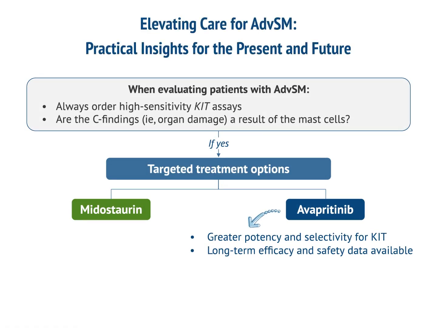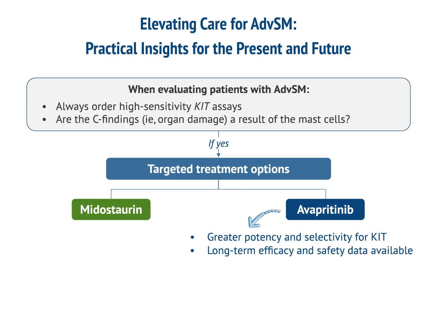Let's summarize the big takeaways. Number one, whenever you are evaluating somebody that you think has advanced SM and you're not picking it up on the NGS, then you get a highly sensitive assay for KIT D816V, such as a digital droplet PCR or an allele-specific oligonucleotide PCR. It's important to see what those C findings are. Where is the organ damage? And is that organ damage a result of the mast cells, or is it due to the other hematologic neoplasm that they have? Because keep in mind, many of them will have SM-AHN.